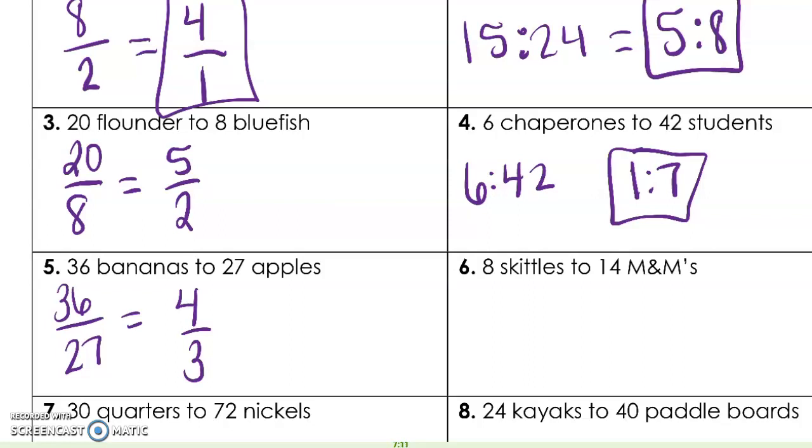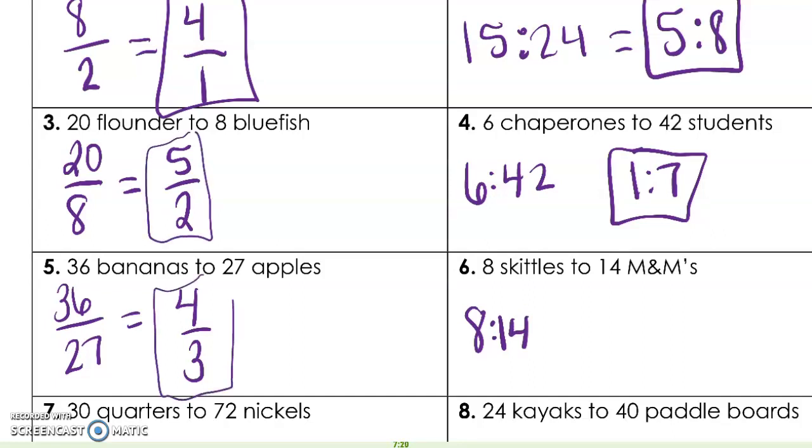Number 6 is 8 to 14. Again, if you don't need to write the first set out, if you want to write just your simplified version, that's totally fine. So 8 to 14 simplifies to 4 to 7. So if you just want to write the 4 to 7, that's fine. That's what I'm going to look for first.